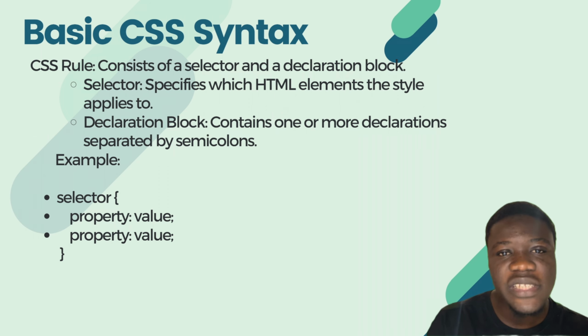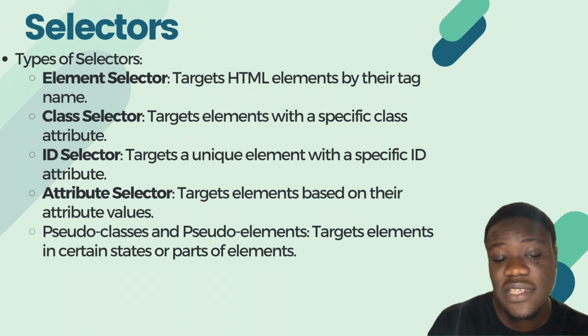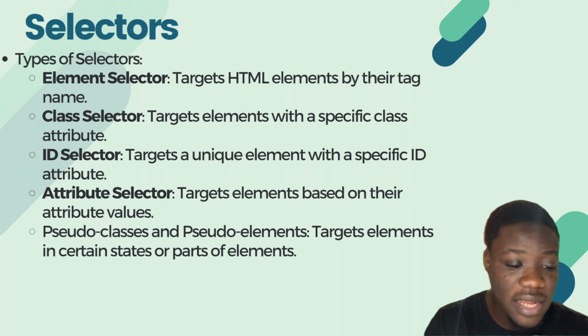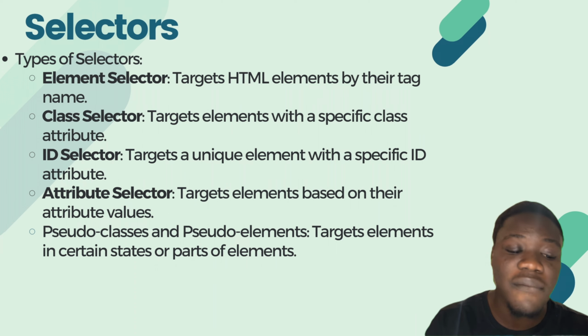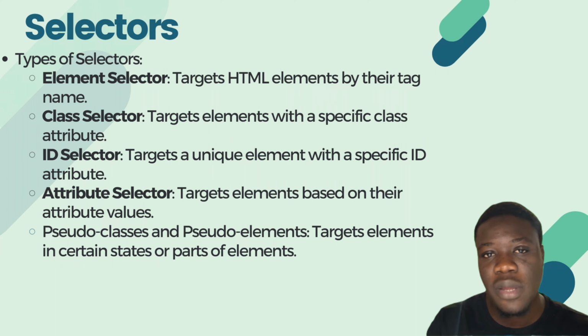So that being said, let's talk about selectors in a more elaborate way. We have the different types of selectors. We have the element selector, we have the class selector, we have ID selectors, we have the attribute selector. I have talked about them in our HTML series.